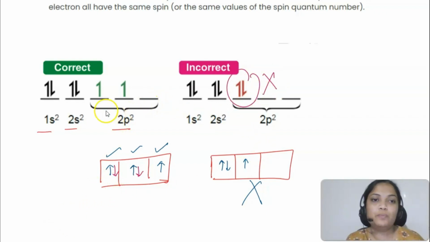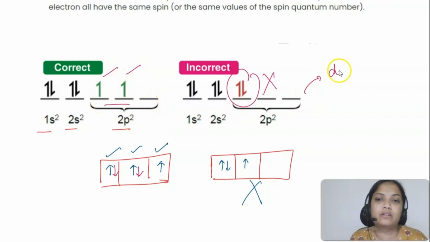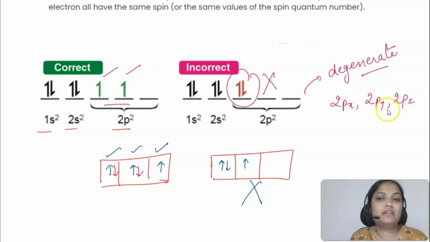If you have to fill 2p2, then each orbital should have one electron because these are degenerate orbitals. Degenerate means their energy is the same, like 2px, 2py, 2pz. All of them have the same energy, so electrons go equally into all of them. After that, the pairing will start.